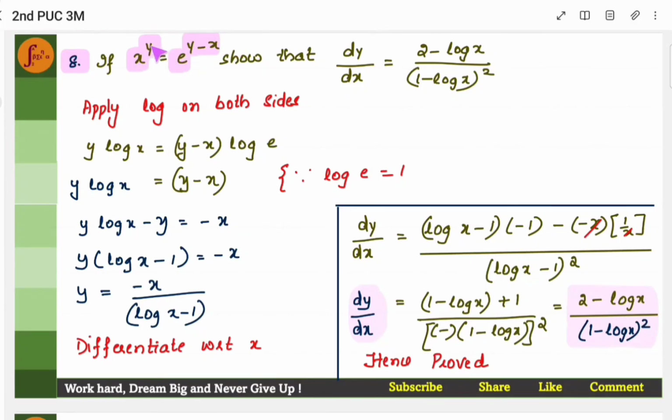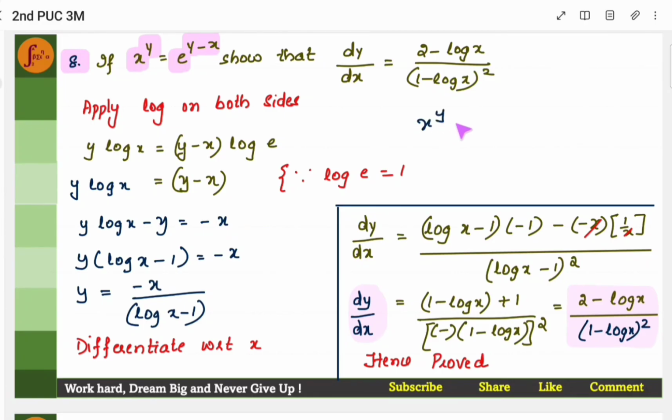Simple. If you have a variable as power, in the power, if you have a variable like x, y, z, then you have to use logarithm. Or if you have a trigonometric function, if x to the power sin x, x to the power tan x, then I have to use log. So once I apply log, there is a log property, right?